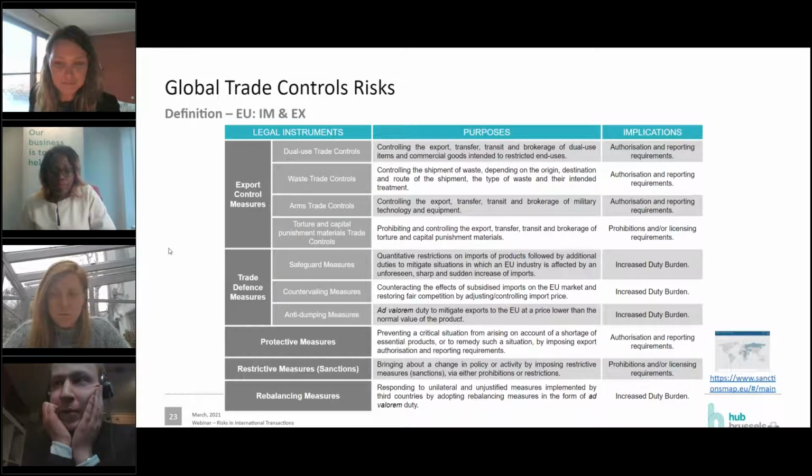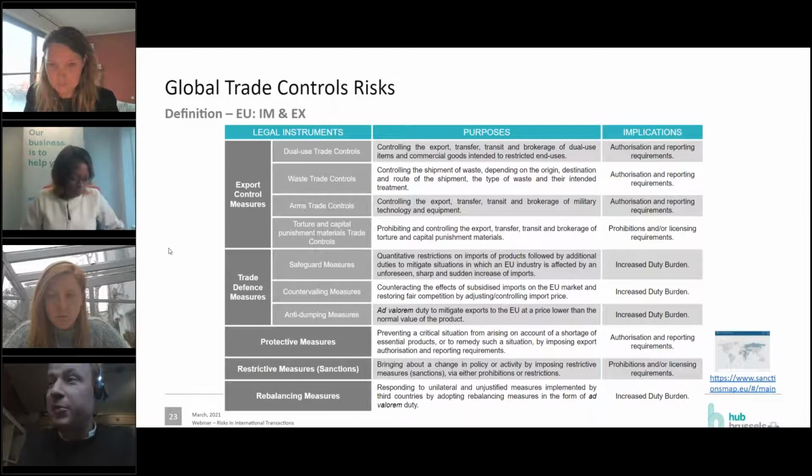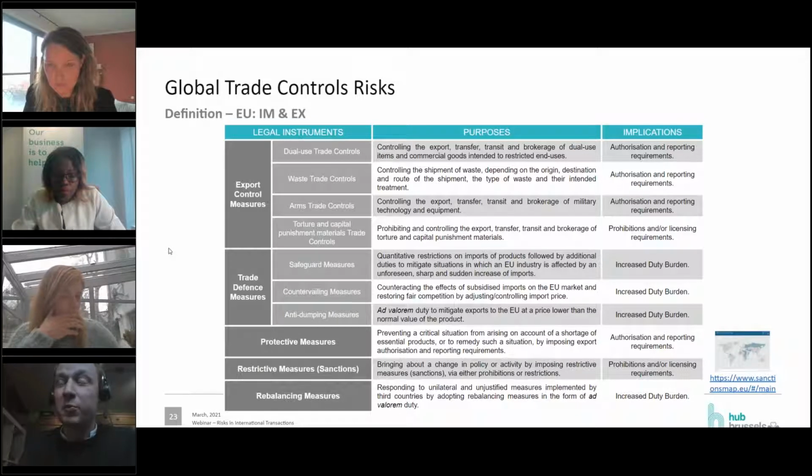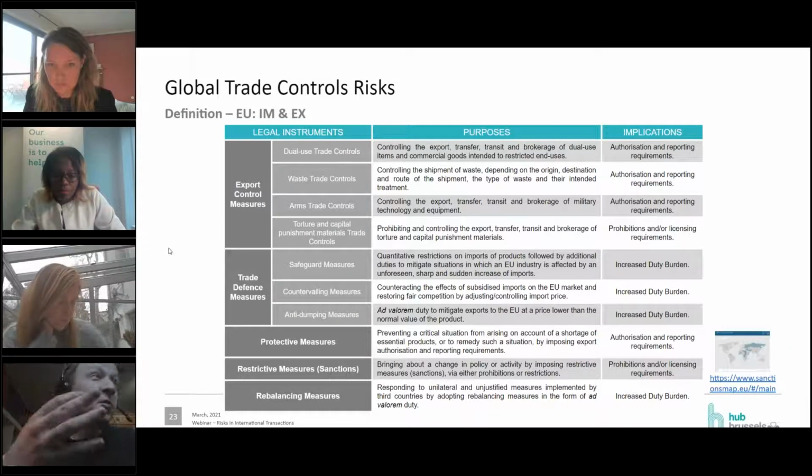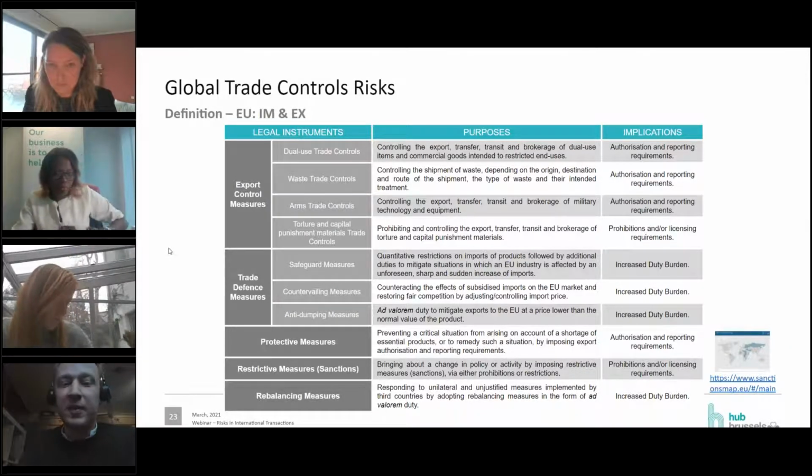So I was saying, just some words on export control measures, trade defense measures, and restrictive measures. First, on export control measures, let's take the example of dual-use trade controls. That's something we do quite a lot for the moment, even. What should you understand by dual-use trade controls? What products are to be considered as dual-use items, etc.